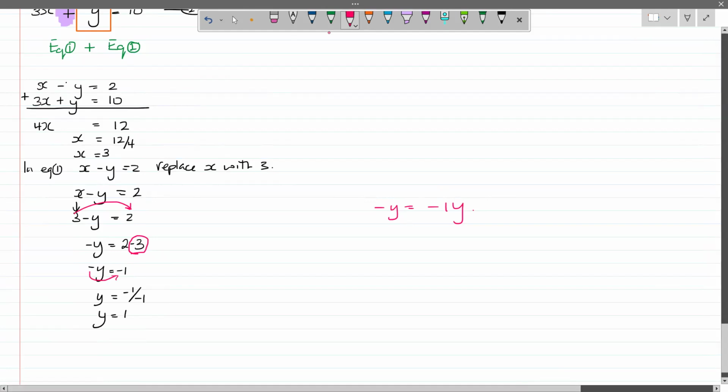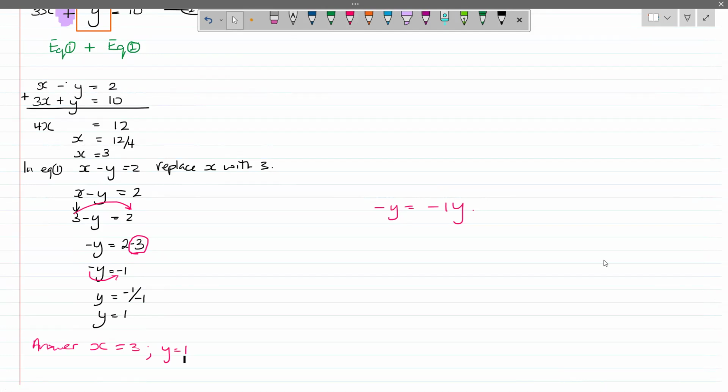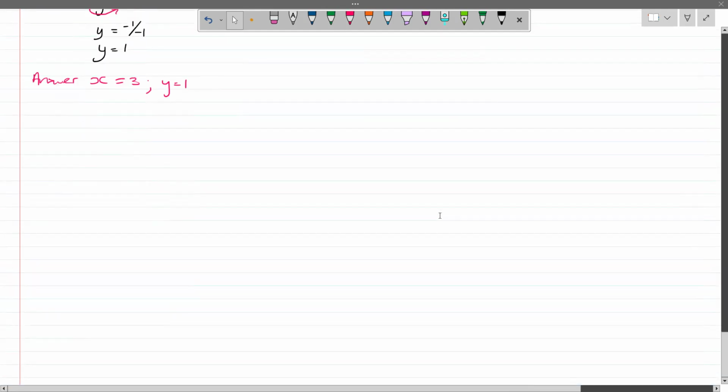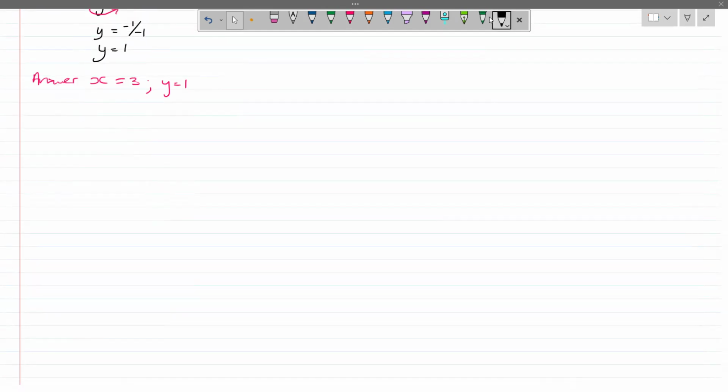And I get minus 1 divided by minus 1. Y would be equal to 1. So the answer: x is equal to 3 and y is equal to 1. Everybody have that? Let's try another one. Anybody didn't get that?